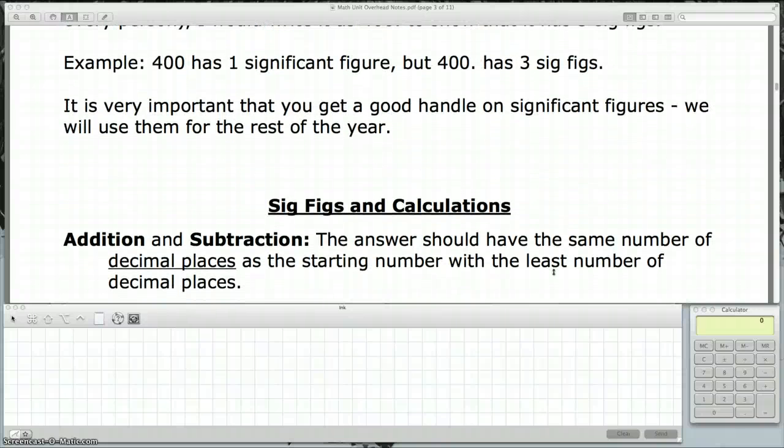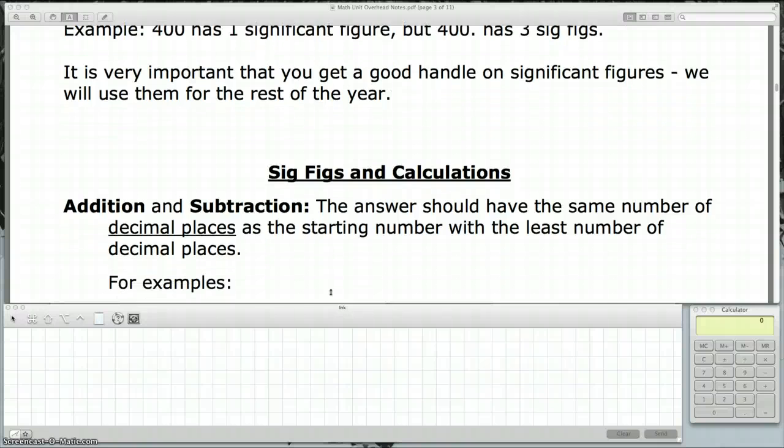So there's 2 main rules for calculations with sig figs. Addition and subtraction follow one rule. The answer should have the same number of decimal places as the starting number with the least number of decimal places. It sounds kind of confusing, but let's look at an example here.